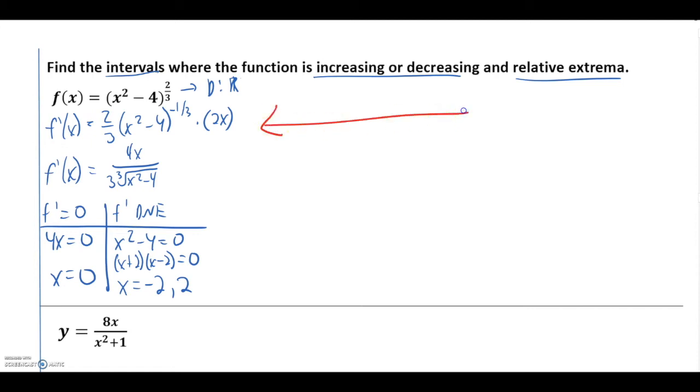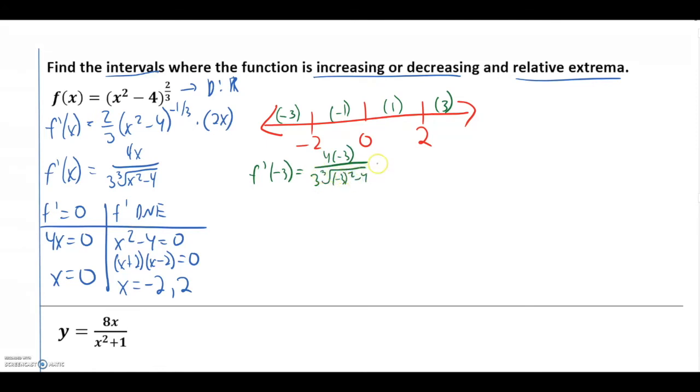And setting up our sign chart, negative 2, 0, and 2. We'll work with test values like negative 3, negative 1, 1, and 3. And when dealing with these, again, trust that you can just get the overall sign. Please do not try to spend all of your valuable time getting the exact answers.